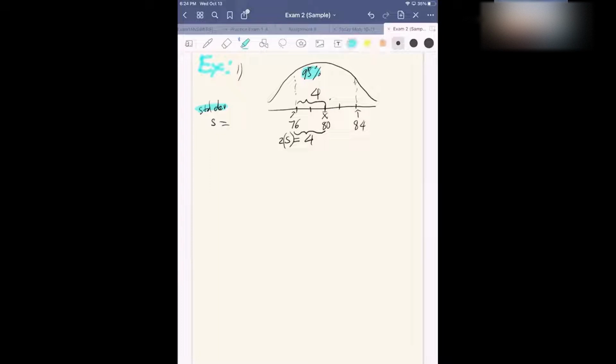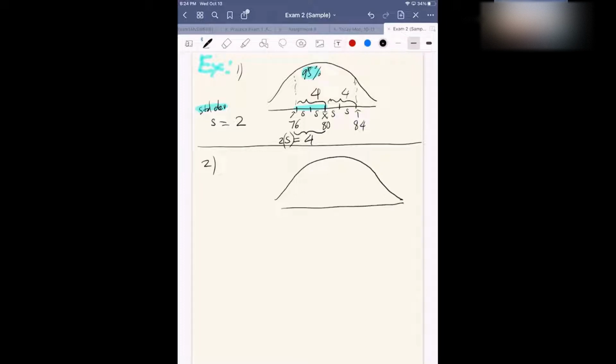If the distance from 76 to 80 is 4, and this is for 2 standard deviations, 1 standard deviation and then 2 standard deviations, then each standard deviation is what, everyone? Each standard deviation is 2, right? Because you move to the left 2 standard deviations. So each standard deviation is 2. And the same thing for the one on the right too. So this distance is also 4, so each standard deviation is 2. Make sure that you understand it. Let's move on to the next one.